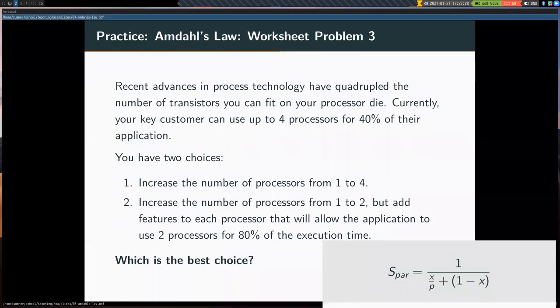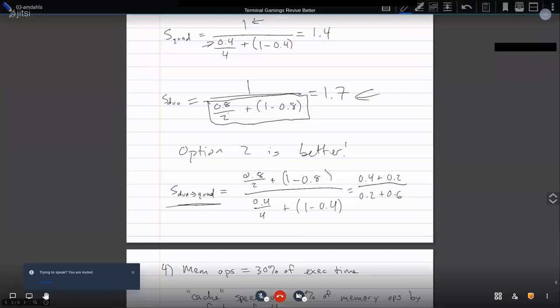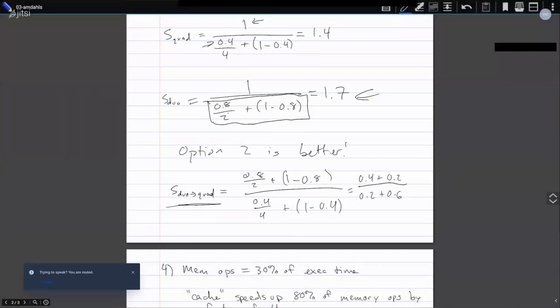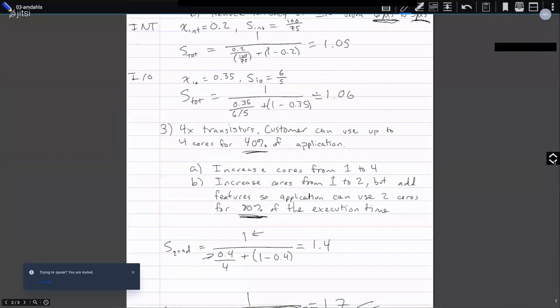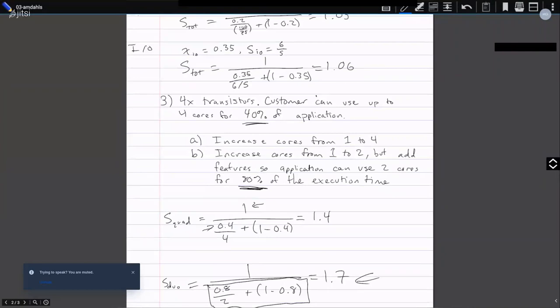Okay, any other questions? What exactly does speed up represent again? Like, 1.7 would be 1.7 times faster than what it was? Yes, that's correct.